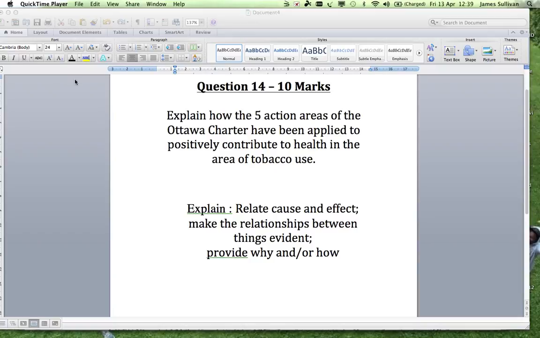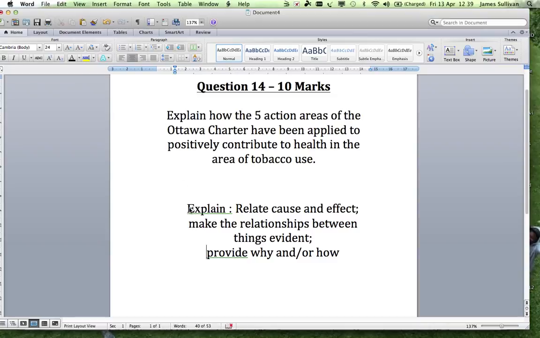You were asked to explain how the 5 action areas of the Ottawa Charter have been applied to positively contribute to health in the area of tobacco use. Okay, so let's have a look at the key words. For explain, there's a couple of different definitions given by the Board of Studies. In this context, though, let's have a look at: make the relationships between things evident.